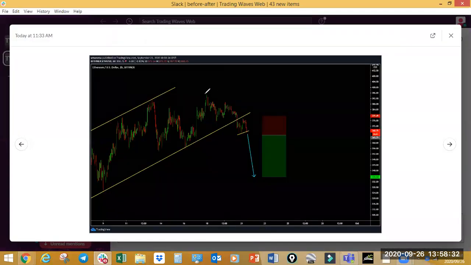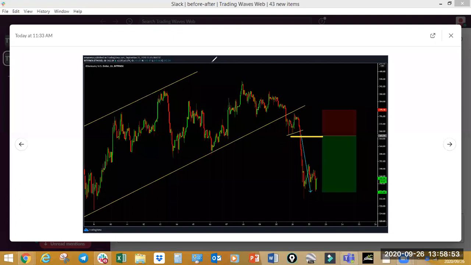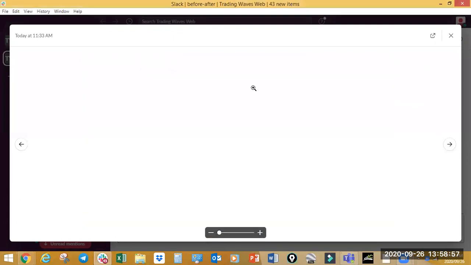Ethereum, we were looking for this one. This was our entry, pinpointed entry, very tight stop, and we're looking for this one as our target. And this is how Ethereum eventually played out. Straight into target, a painless trade, never at any point went into the stop area. As soon as it was ready, it just went down straight. It's one of those painless trades, a very nice one on Ethereum.